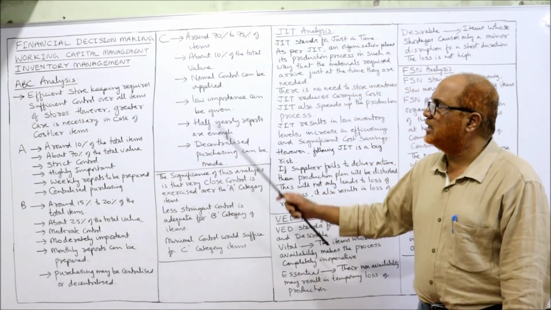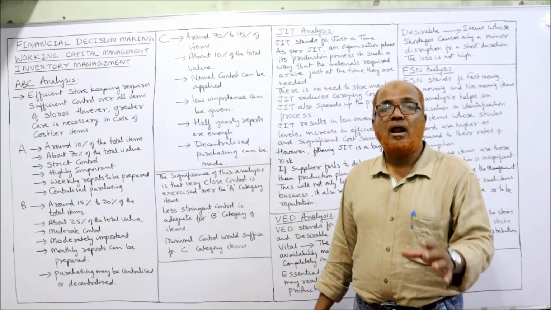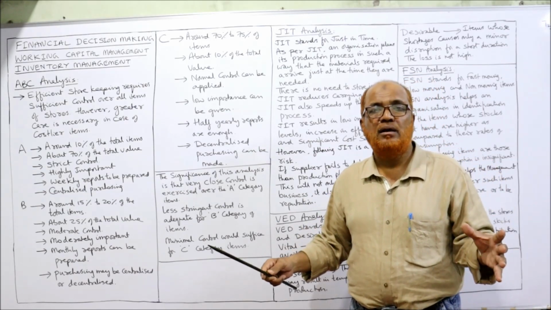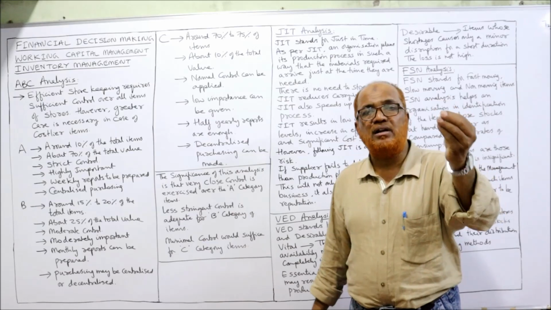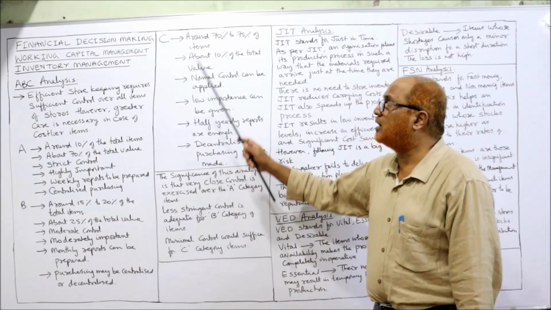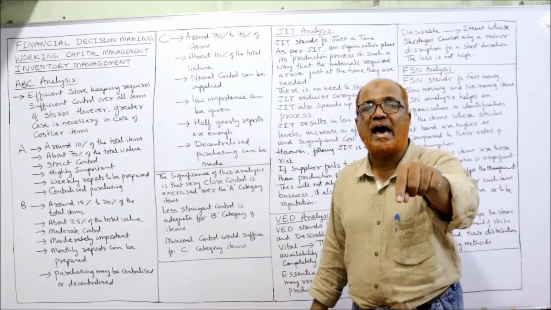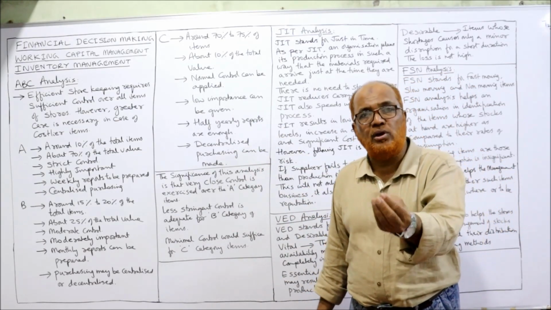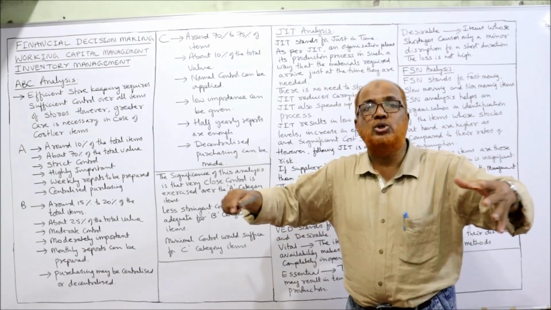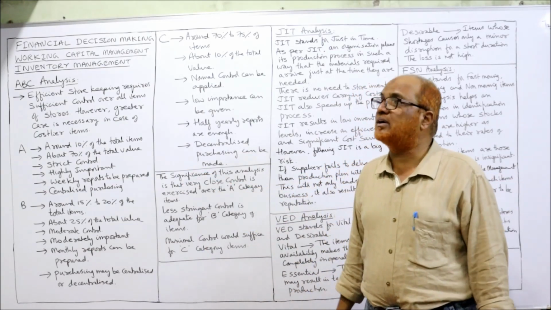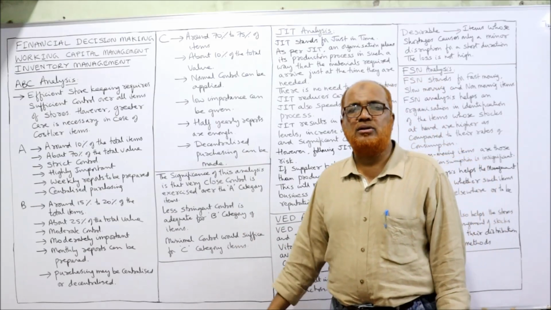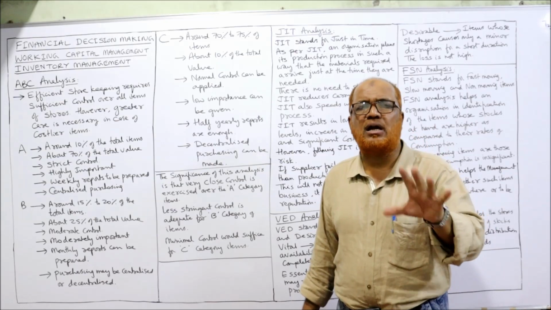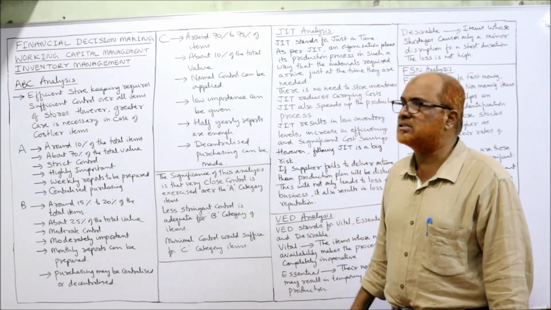Now the next category is C category items. Around 70% of the items quantity. If we compare the quantities, 70% of items will come under C category, whose value is only about 10%. The value of the items is only 10%, but the quantity is huge, 70% of items. Now normal control can be applied. Neither strict nor moderate, only normal, least control can be applied on these items.